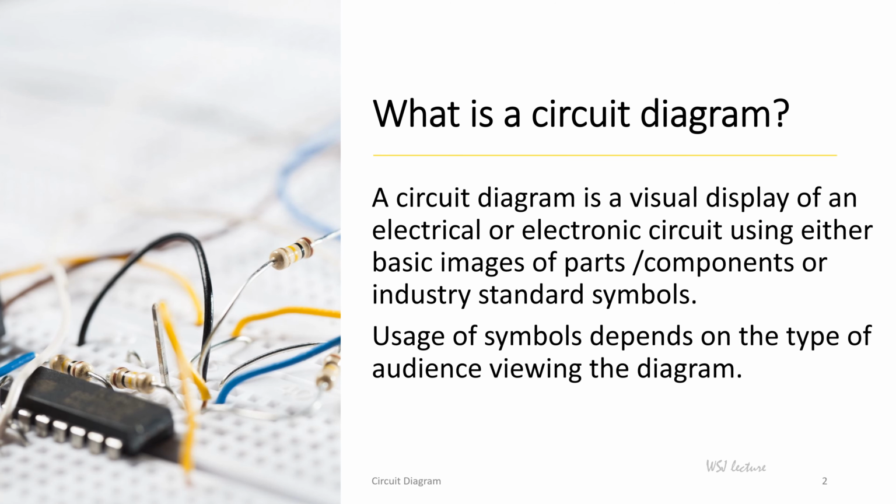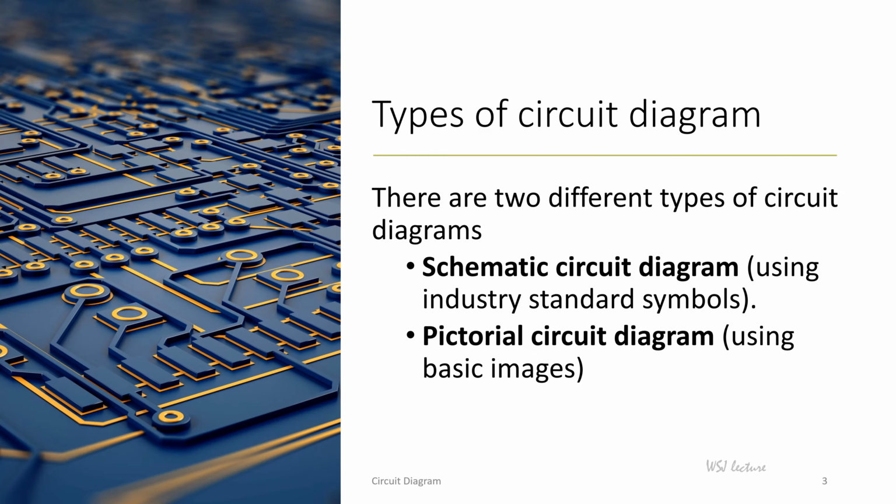A circuit diagram is a visual display of an electrical or electronic circuit using either basic images of parts or components, or industry standard symbols. Usage of symbols depends on the type of audience viewing the diagram. If the audience are engineers or who have good idea about electrical or electronic circuit, you may use the industry standard symbols. If the audience are not engineers and if they don't have idea about the industry standard symbols, you may use the basic image parts of electrical or electronic components.